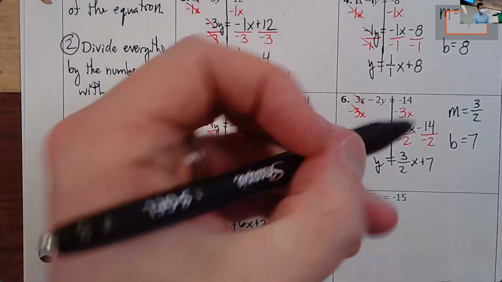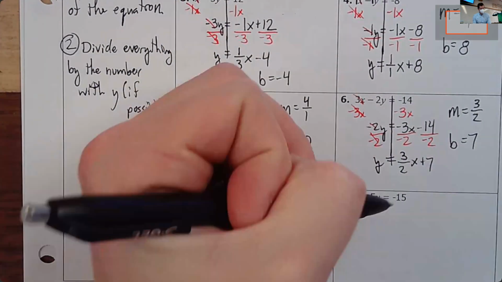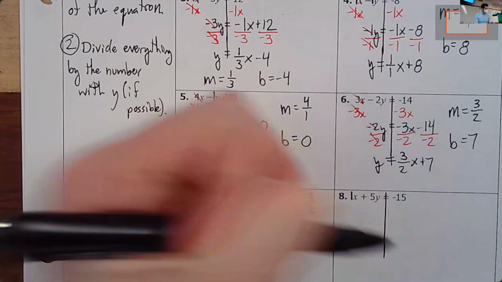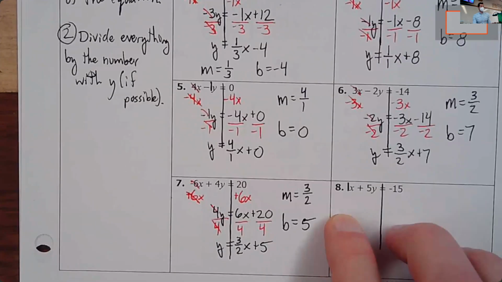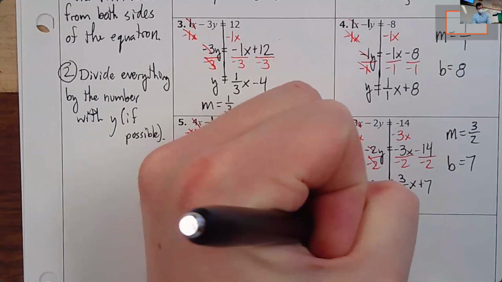Put a 1 with the x. Good. So put a 1 with the x. All right. So step 1. Here, let's see. Creed, what do you think we should do first on number 8? Get rid of the minus 1x on both sides? Yeah, so minus 1x on both sides.